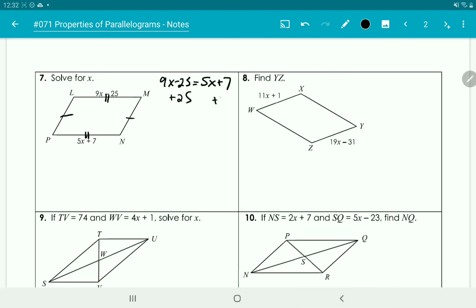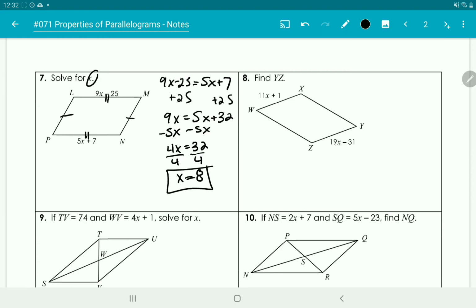We'll add 25 to the other side. Okay, that'll leave us with 9x on this side. We'll still have the 5x on this side, but we'll have 32 left over here. And we'll move the 5x to the other side, giving us 4x equals 32. If we divide by 4, it's going to give us that x is 8. Since it just says to solve for x, that's all we've got to do. So just know the sides across from each other are equal.